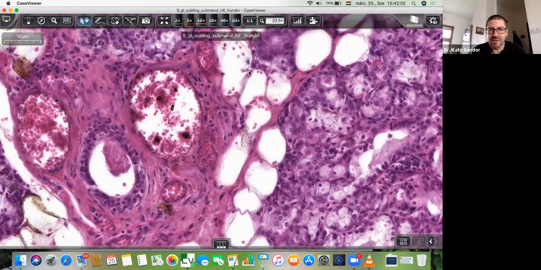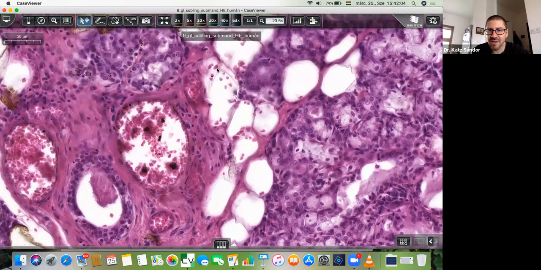Look at this side. Red blood cells are just over the adipocytes, but that is impossible. The adipocytes don't represent red blood cells, so it's an artificial something. During the preservation, some of the red blood cells cover the surface of the adipocytes, so it's an artifact.